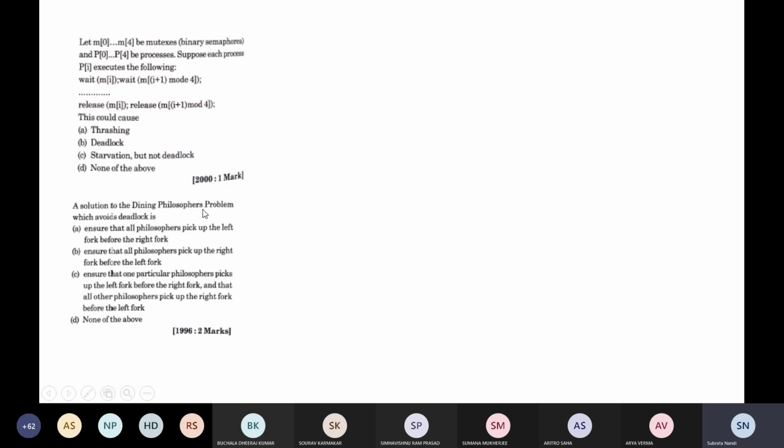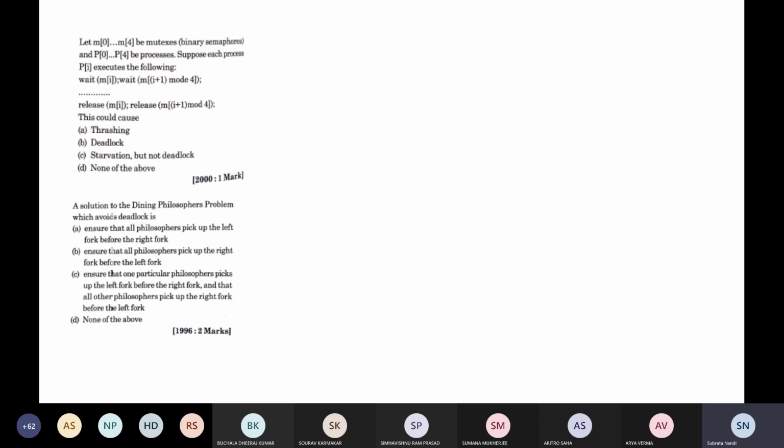The solution to the Dining Philosophers problem which avoids deadlock. This one also we discussed earlier. There are different ways to solve it, but this can be one option to ensure that the condition for circular wait is avoided, or rather prevented. So what will be the option? What will be the correct answer here?